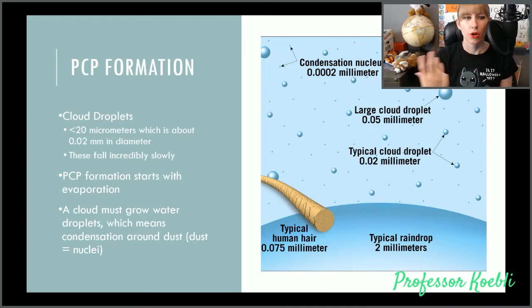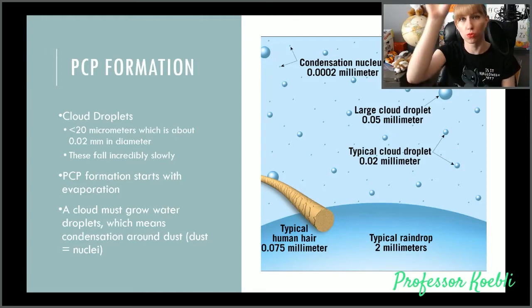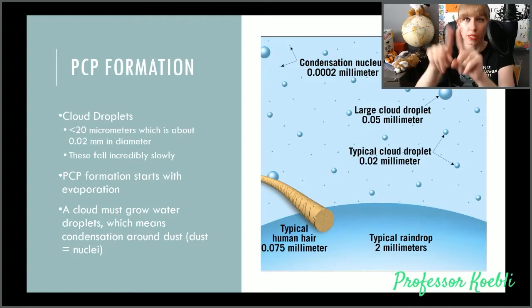Instead, the cloud must grow these water droplets, which means they have to collide. I don't know if you've noticed, but if you've ever shoved two water droplets together on a table, it becomes a bigger water droplet. If you've ever watched rain go down your window, when two raindrops collide, it makes a bigger raindrop. The same thing happens in a cloud.